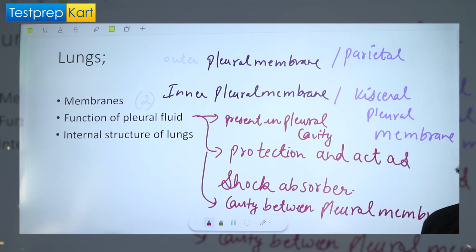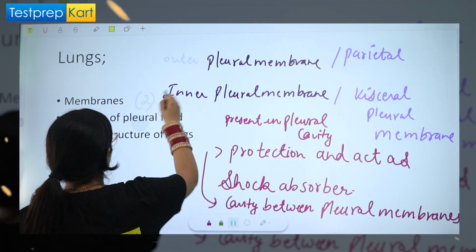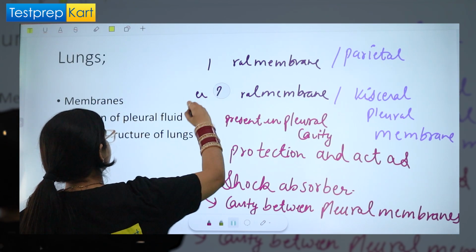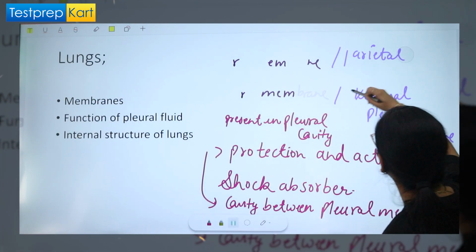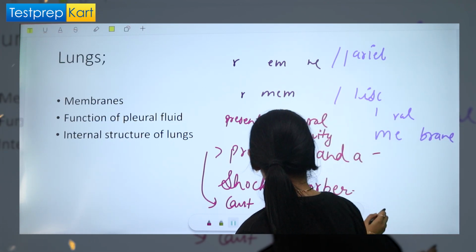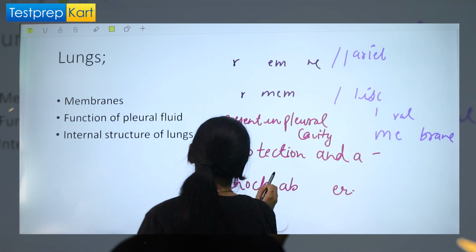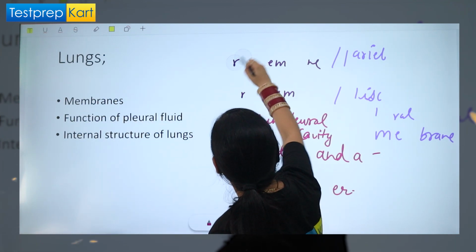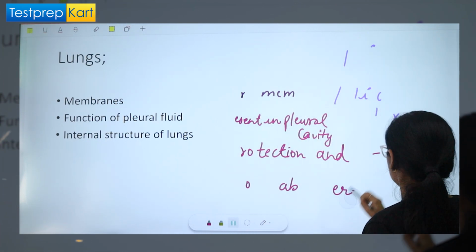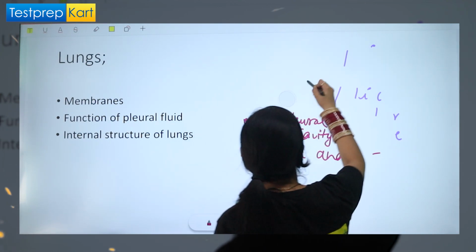Clear till now? Now we'll discuss the internal structure of the lungs, right? In the previous slide, you have seen that lungs are two in number, and their color was pink. So now we'll discuss some of the points with the help of a diagram, and then we'll note it down for better understanding.